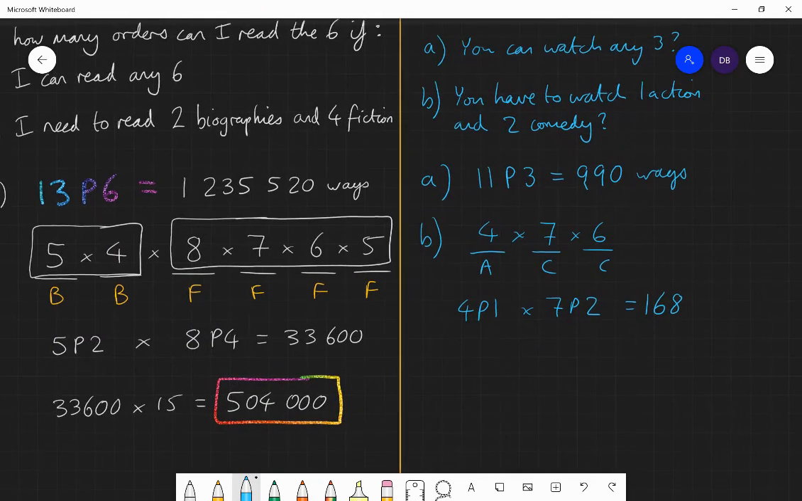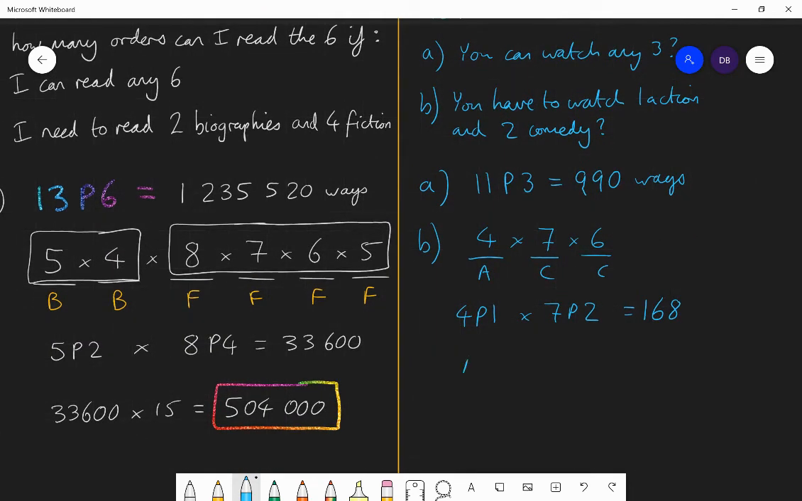However, you could have done it in different orders. Here are all the different possible orders. Action, comedy, comedy. Comedy, action, comedy. Comedy, comedy, action. So there are 3 possible options. Each of them have 168 ways. So you do 3 lots of 168, which is 504 different ways.